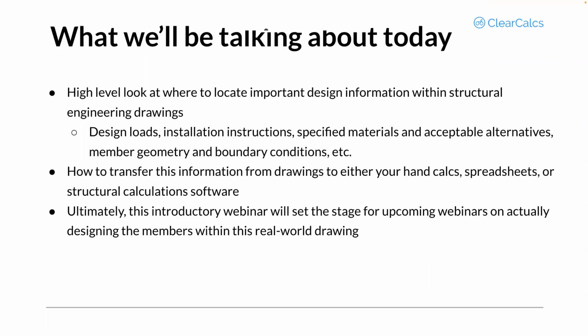We're also going to look at the actual member geometry and boundary conditions. So finding and locating the beam, say, and where the supports are, and how to transfer that into our hand calcs, our spreadsheet calcs, and our structural engineering software like ClearCalcs. I've said this 1,000 times already, but this will set the stage for future webinars.